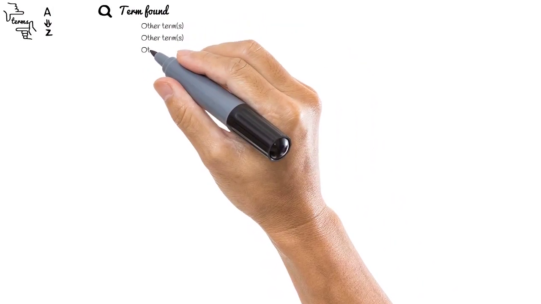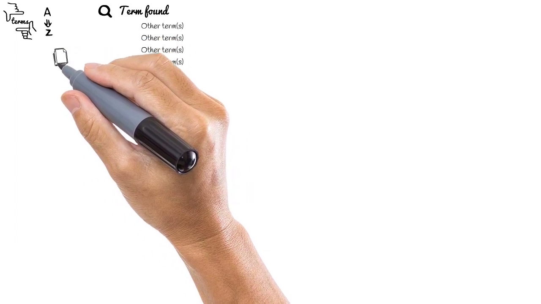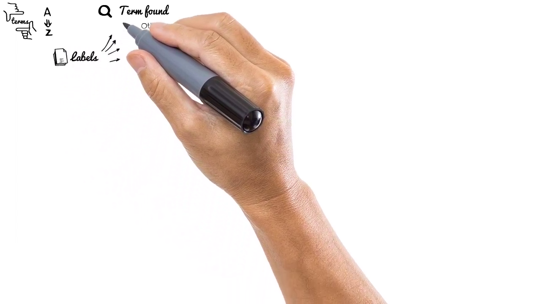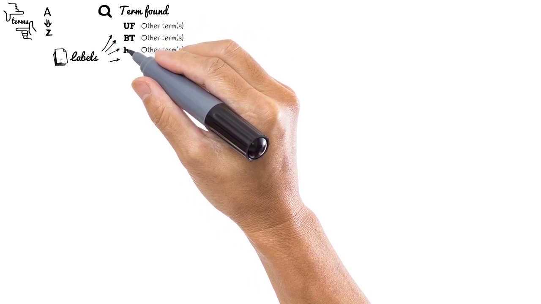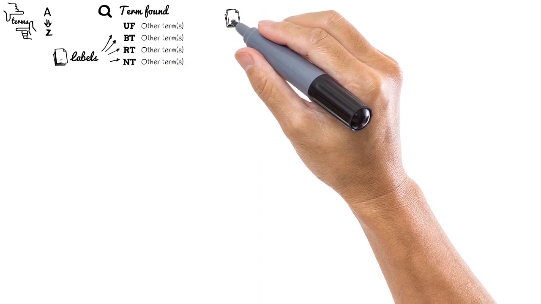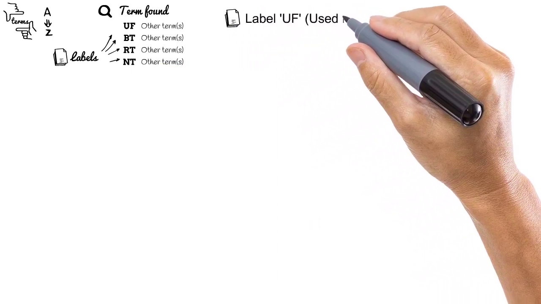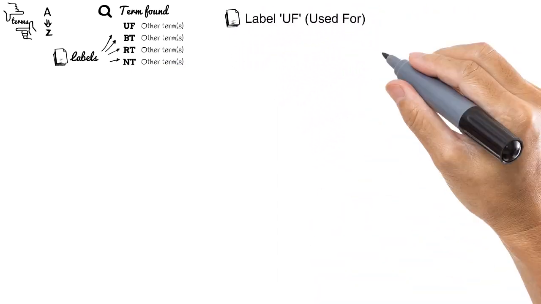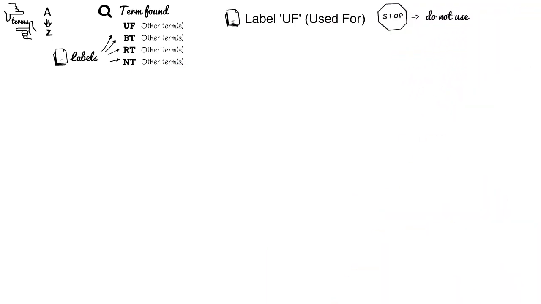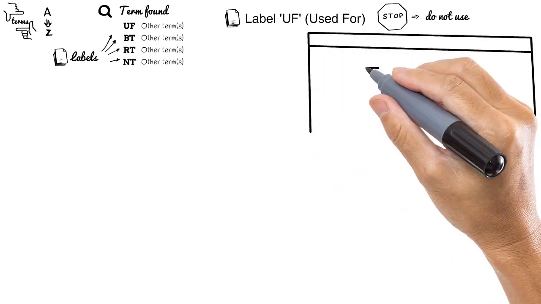Right under a term, you will find a list of other headings that are preceded by special labels. These labels are very important. They are UF, BT, RT, and NT. UF label means used for. If terms are preceded by UF, do not use such terms. They are not the acceptable search terms. Instead, use the suggested terms.